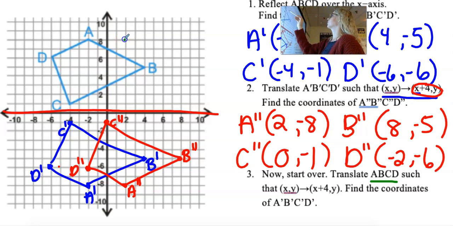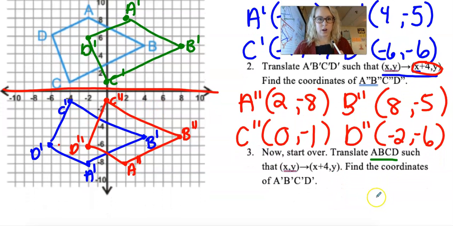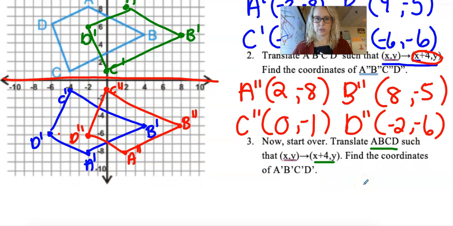1, 2, 3, 4. A prime. 1, 2, 3, 4. B prime. C, 1, 2, 3, 4. C prime. D, 1, 2, 3, 4. D prime. Connect, connect, connect, connect. Okay? So I'm just doing it in the reverse order now. Their coordinates are going to be shifted to the right 4, and I don't really have a shortcut for this one, so I'm going to have to figure it out.